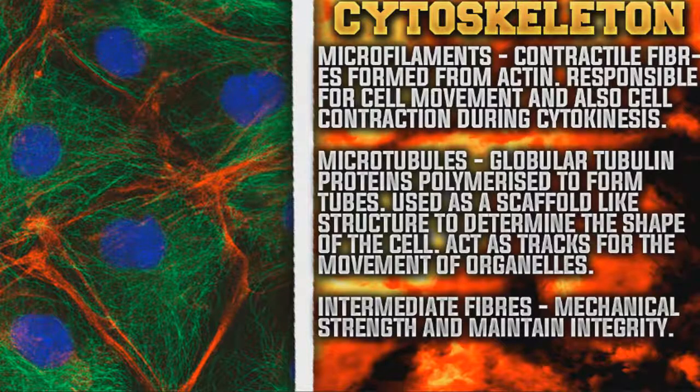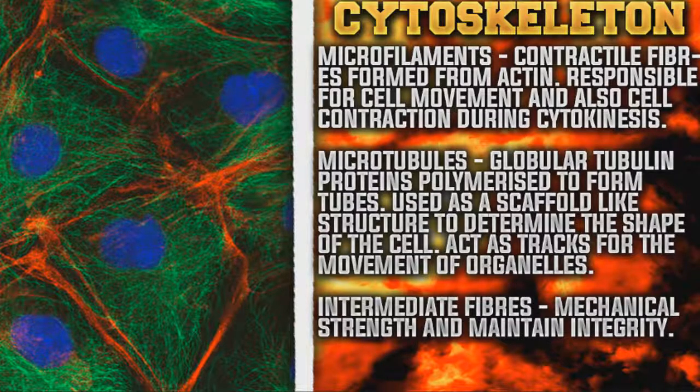The other component is microtubules. Globular tubulin proteins polymerize to form tubes that are used to form a scaffold-like structure that determines the shape of the cell. They also act as a track for the movement of organelles, including vesicles, around the cell. Spindle fibers have a role in the physical segregation of chromosomes in cell division and are composed of microtubules.